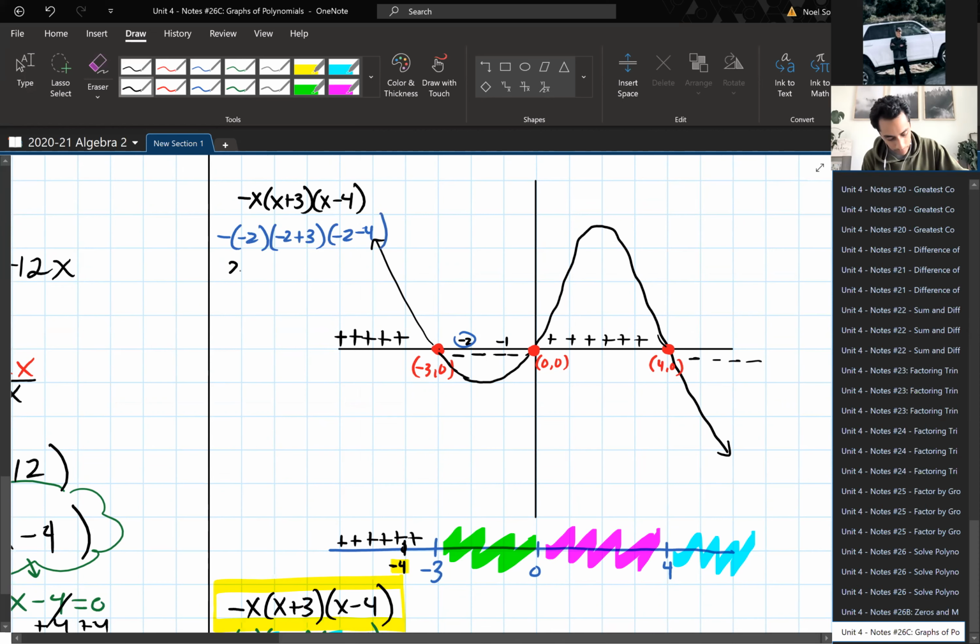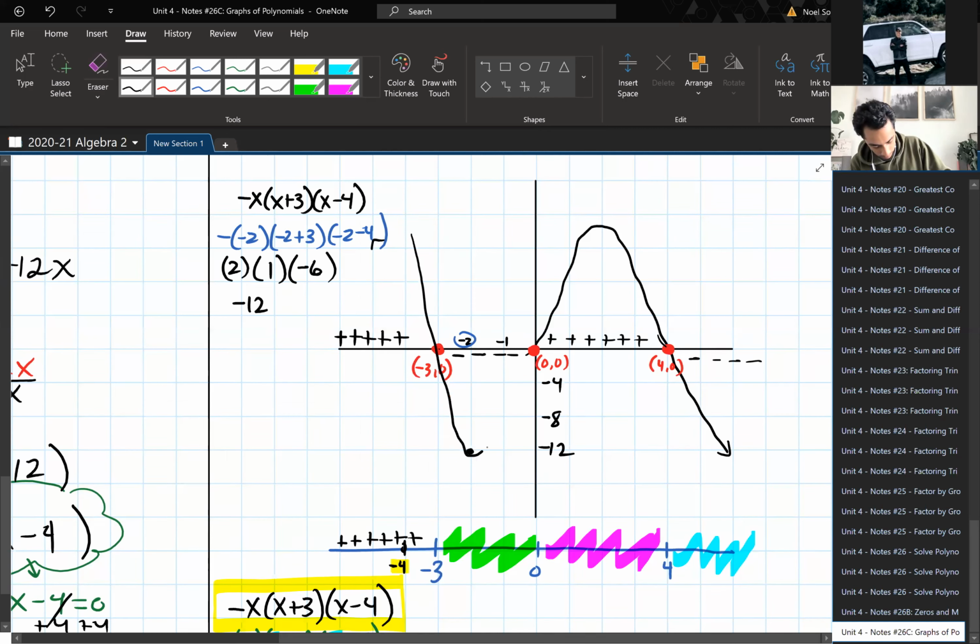Negative times negative, that's positive. -2 plus 3 is 1. -2 minus 4 is -6. So that actually ends up being -12. So this actually goes down pretty far. Let's see, maybe I can go by fours: -4, -8, -12. Okay. So if I adjust my y-axis, then I could say at -2 there's a point right here. So my curve is maybe a little bit steeper, actually. Maybe it does more like this. It hits that point for sure.